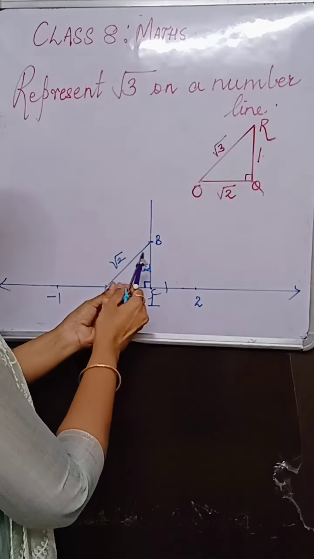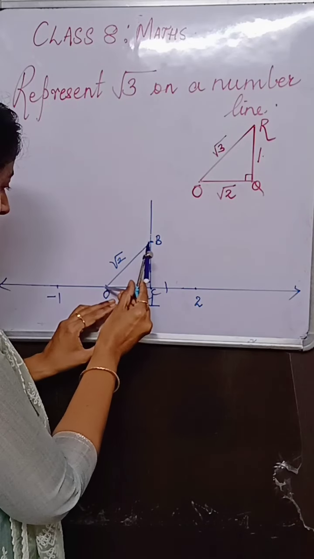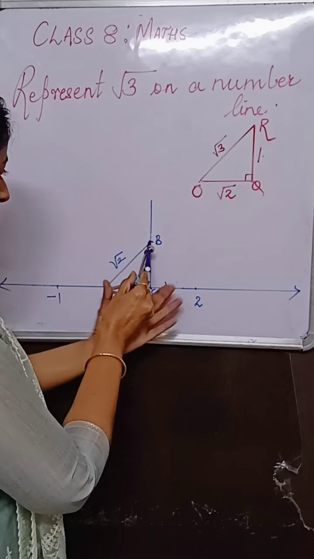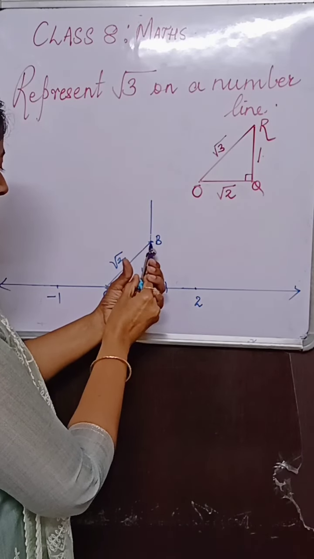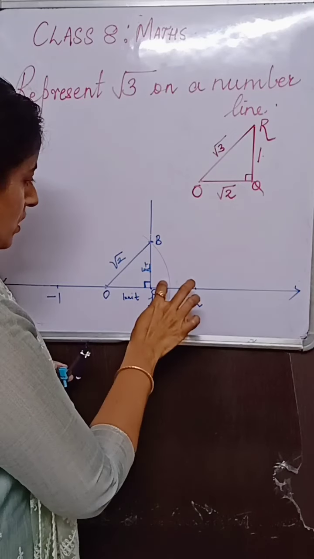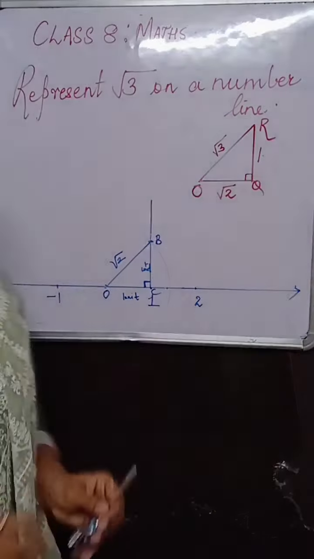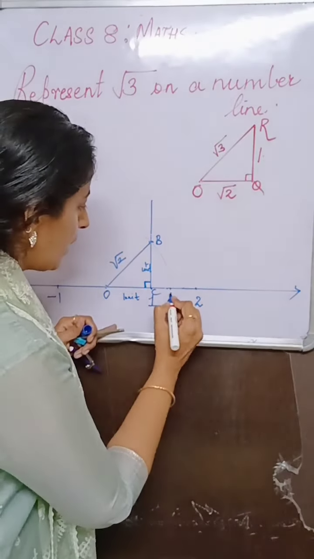Let us measure the length of root 2. Root 2, I'll bring the compass point. I'll take the measurement of hypotenuse. Yeah, correct. Now keeping the compass point at 0, we will draw an arc. So this is our arc. And this point will be root 2.